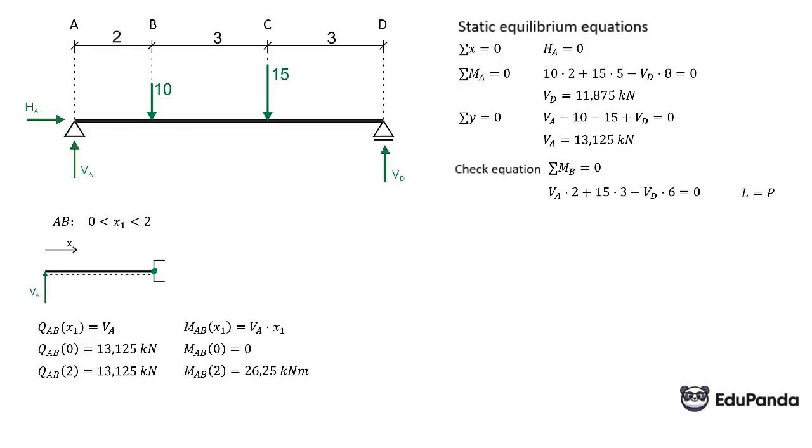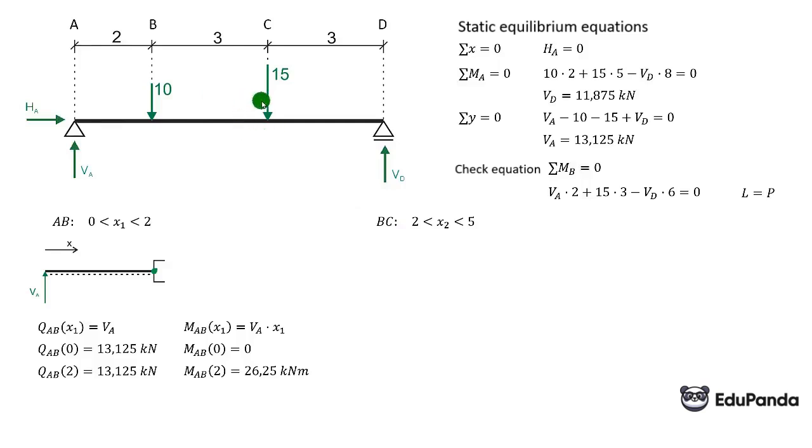Now we move to the second interval, which again is the interval BC from 2 to 5 meters. So it's as if our coordinate system starts here from the left side at the beginning of the beam. And now the interval BC is from 2 to 5 meters, so x2 ranges from 2 to 5. So we are somewhere in this interval, and we start from the left side again, covering the part of the beam that is on the right side.